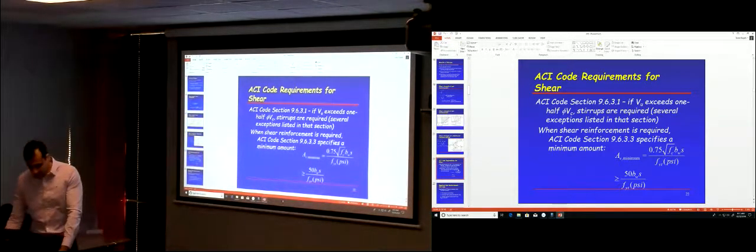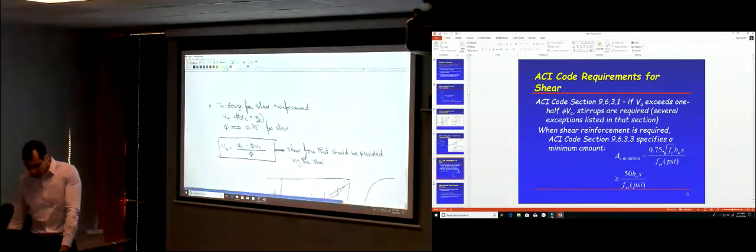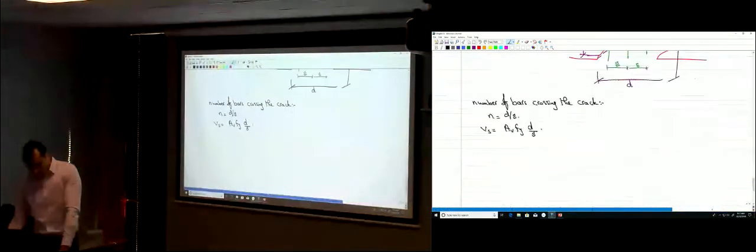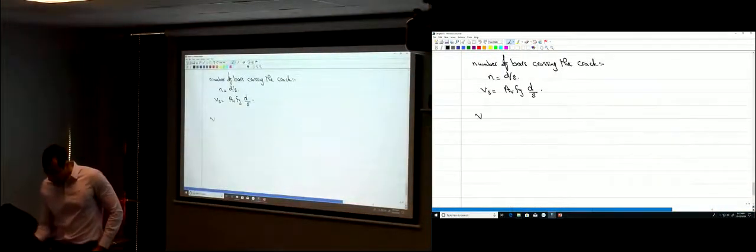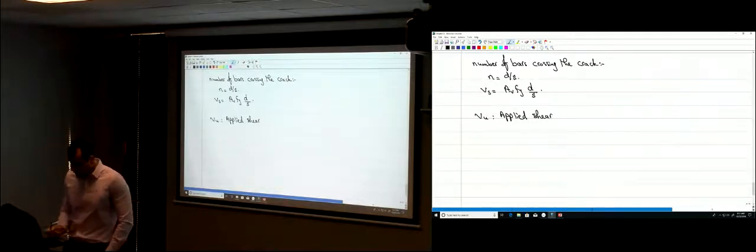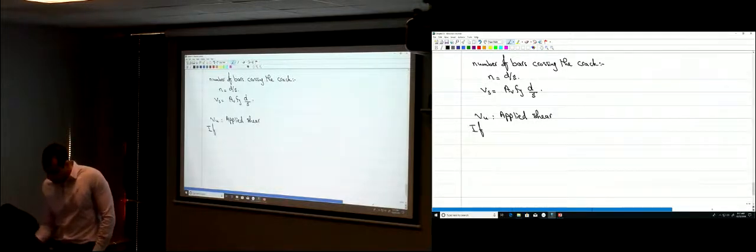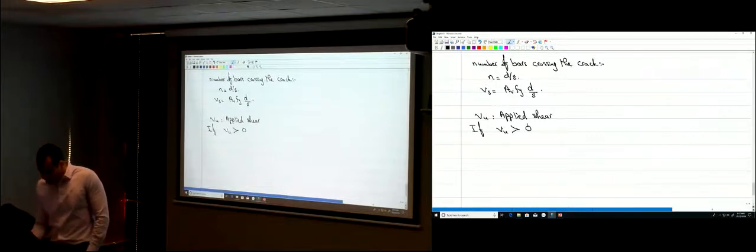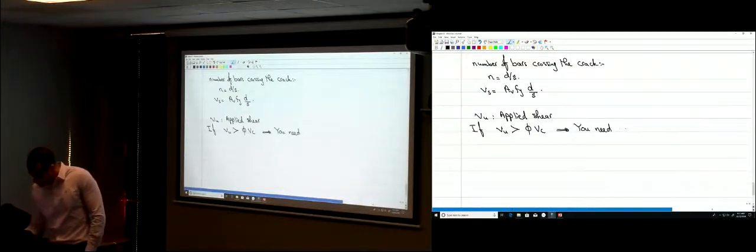So let's write this here so that you understand this. V ultimate is the applied shear. If V ultimate is larger than phi Vc, then typically you need shear reinforcement.